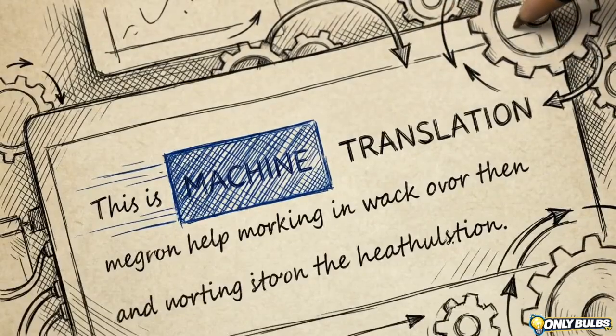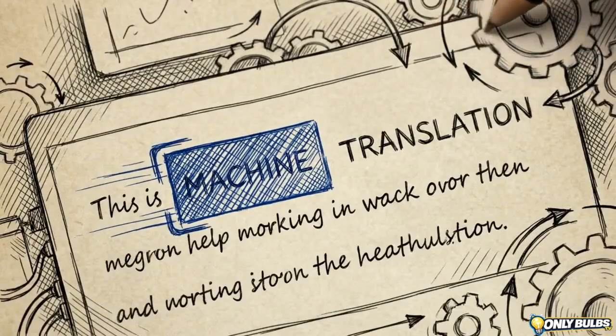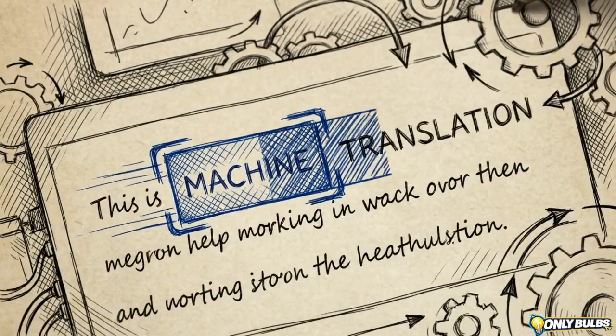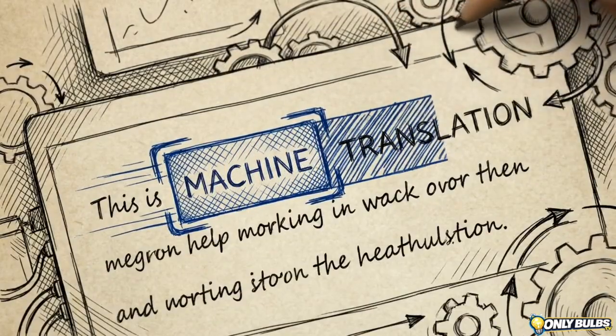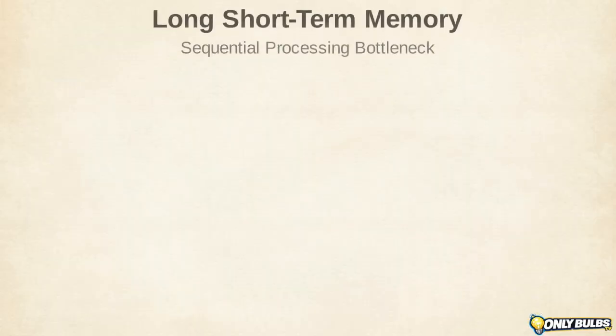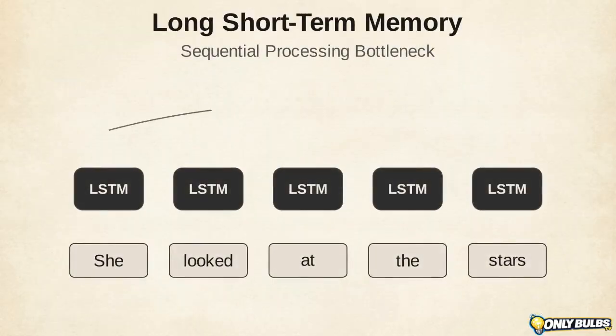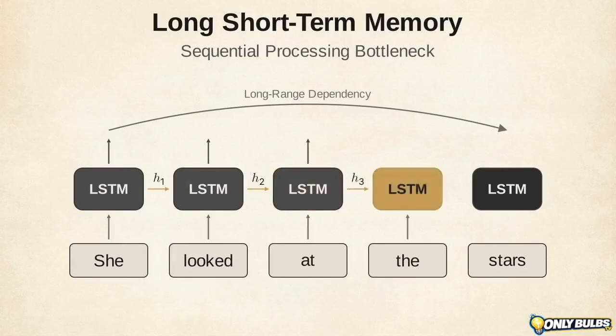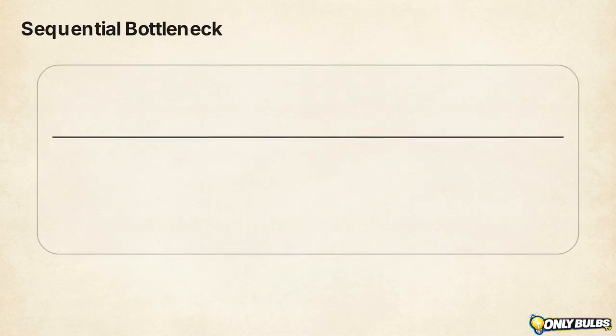Prior to 2017, machine translation relied on recurrent neural networks, or RNNs, architectures where the output from the previous step feeds into the current step. The most common variant was the long short-term memory network, a system designed to capture long-range dependencies by processing words one after another. This creates a strict mechanical constraint.